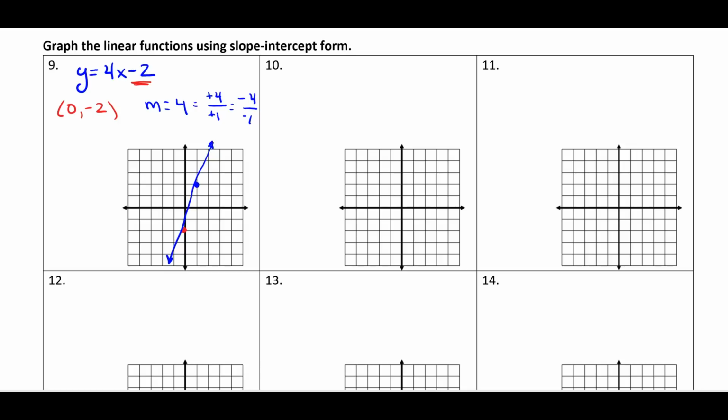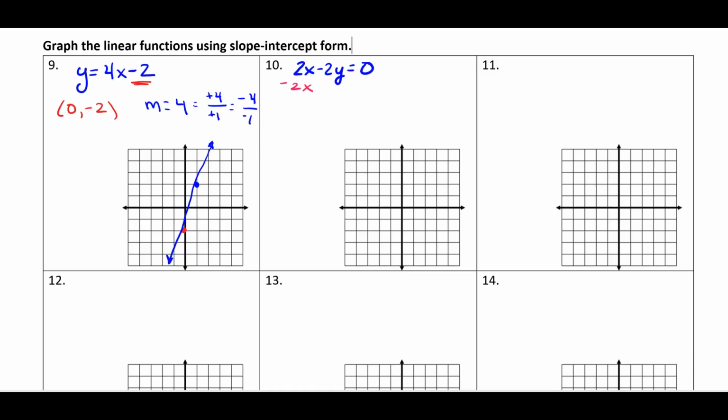Again, using a ruler so that our lines are nice and straight, and then put arrows on both ends, and that's it. So let's look at number 10. 2x minus 2y equals 0. So the first thing we want to do here is solve this for our y, because this is not in slope-intercept form.